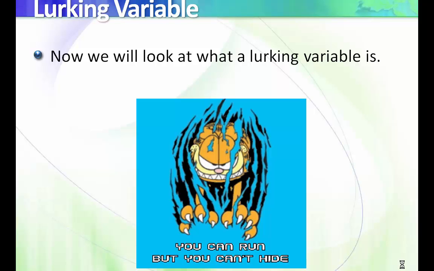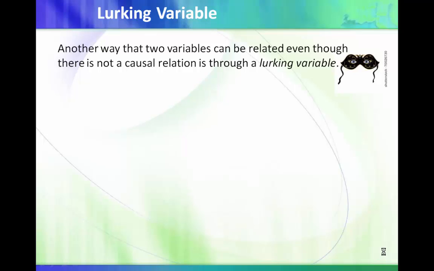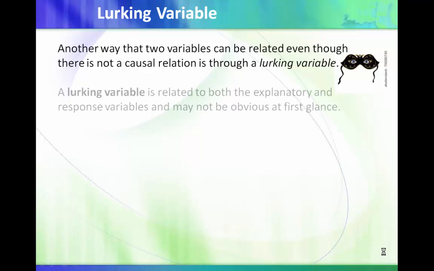Now we will look at what a lurking variable is. Another way that two variables can be related, even though there is not a causal relation, is through a lurking variable. A lurking variable is related to both the explanatory and response variables and may not be obvious at first glance.